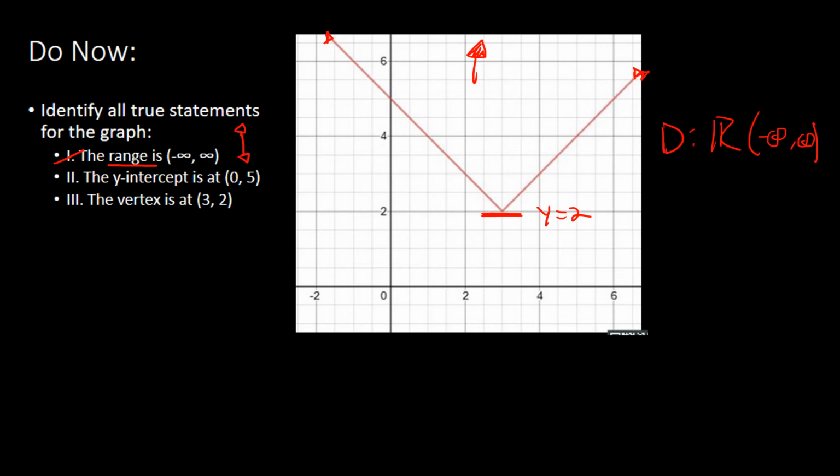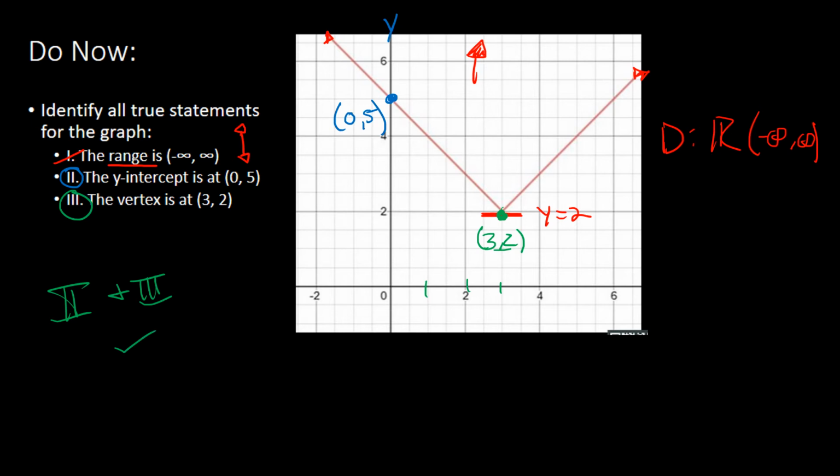Okay. For the y-intercept being at 0, 5, well, the y-intercept is where we cross the y-axis. Well, here we are, and we're at 0, 4. We're in between 4 and 6, so that would be 5. So this statement is true. Okay. And the next part is saying that the vertex is at 3, 2. Well, we're going to go 3. Here's 1, 2, 3. 1, 2. Here's my vertex at 3, 2. So this statement is also correct. So our answer choice would be 2 and 3.